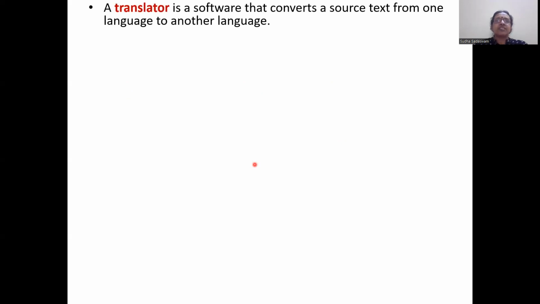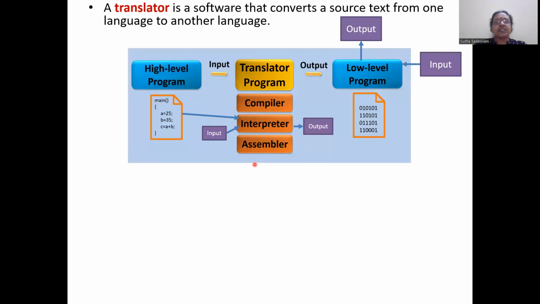A compiler is basically a translator. So what is a translator? A translator is a software that converts a source text from one language to another language. For example, let us consider we have an input high-level language and an output low-level language. We use a compiler as a translator to convert from the high-level language to a low-level language that the machine can understand.